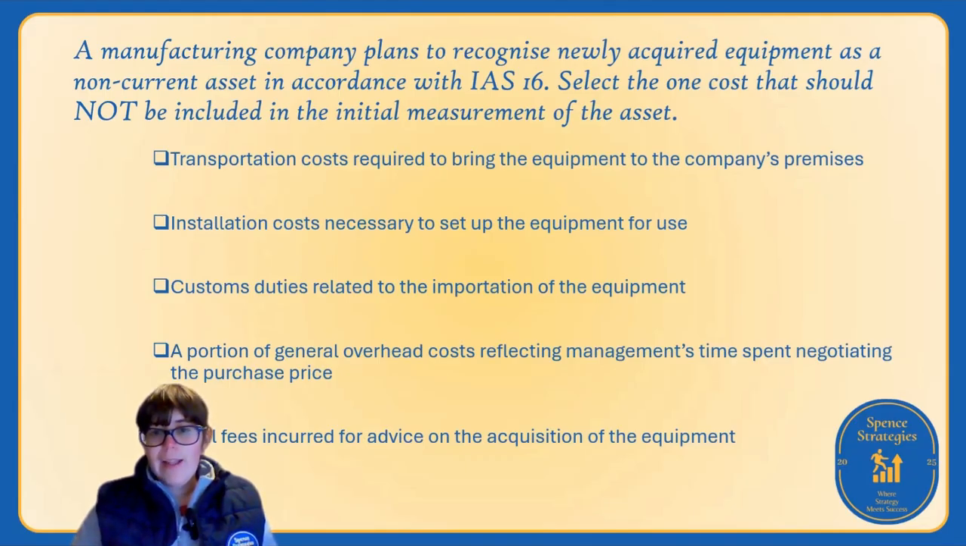So therefore, the correct answer here, which we cannot include in our initial assessment or initial measurement for calculating a non-current asset initial measurement, would be the portion of general overhead costs which reflect our management's time spent negotiating the purchase price, because ultimately our management's time would have had to be paid regardless of whether or not this was to occur.